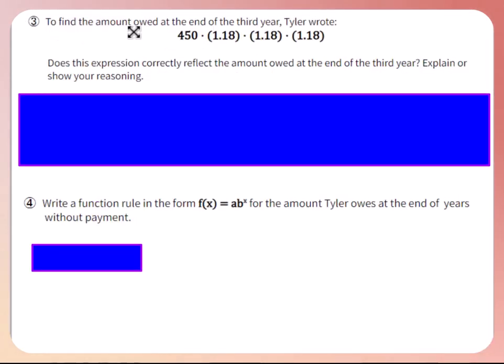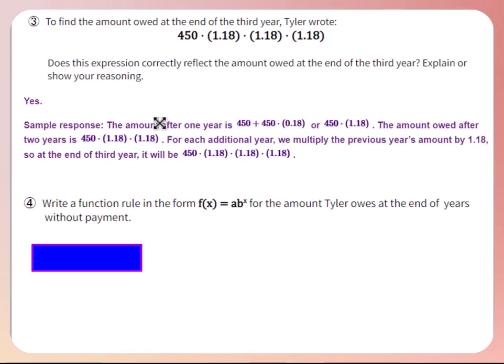All right, to find the amount owed at the end of the third year, Tyler wrote 450 times 1.18 times 1.18 times 1.18. Does this expression correctly reflect the amount owed at the end of the third year? What do you think? Write something down and then come back. Yes. This is the same as 450 times 1.18 to the third power. They're just expanding it, writing it out.